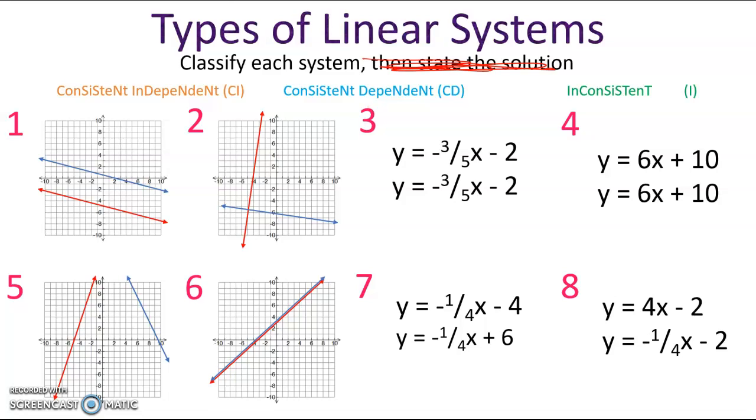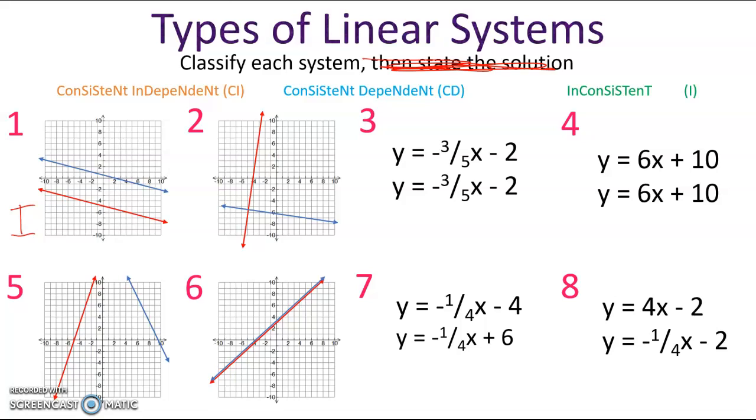So going over here, number one, we have two lines that are parallel. They look like straight lines that are not sloping down at all. These are two parallel lines that are not going to have a solution. There's no solution to this system. So number one is going to be an inconsistent, or I, system of equations.